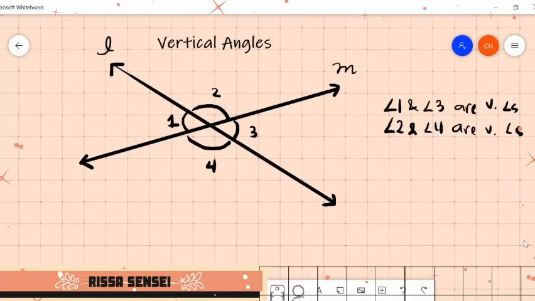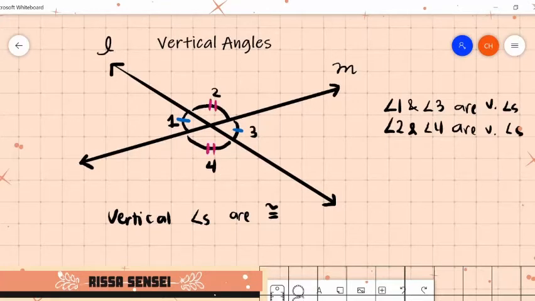So, yan. Ano po yung masasabi natin sa vertical angles? Meron tayong tinatawag na theorem or postulate stating that vertical angles are congruent. Natatandaan, vertical angles are congruent. Ano ibig sabihin nun? Ibig sabihin, this angle here, angle 1, is congruent to angle 3. While angle 2 is congruent to angle 4.